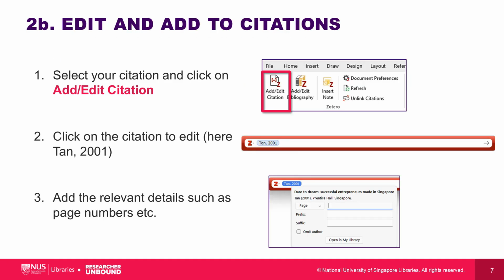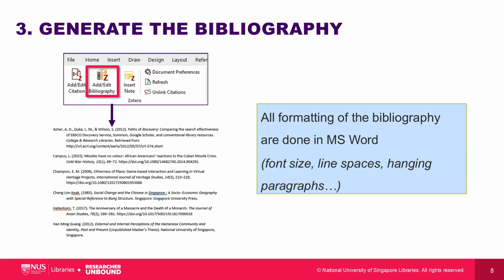Select the reference in the drop-down suggested list and hit Enter or click OK to auto-cite that reference in Microsoft Word. Step 2b. Edit and add to citations. To edit the citation that you added, select the citation and click on Add/Edit Citation again. The red search bar pops up and you can click on the citation to edit. A small window will pop out that allows you to add details such as page numbers, prefix and suffix, and omit author if needed.